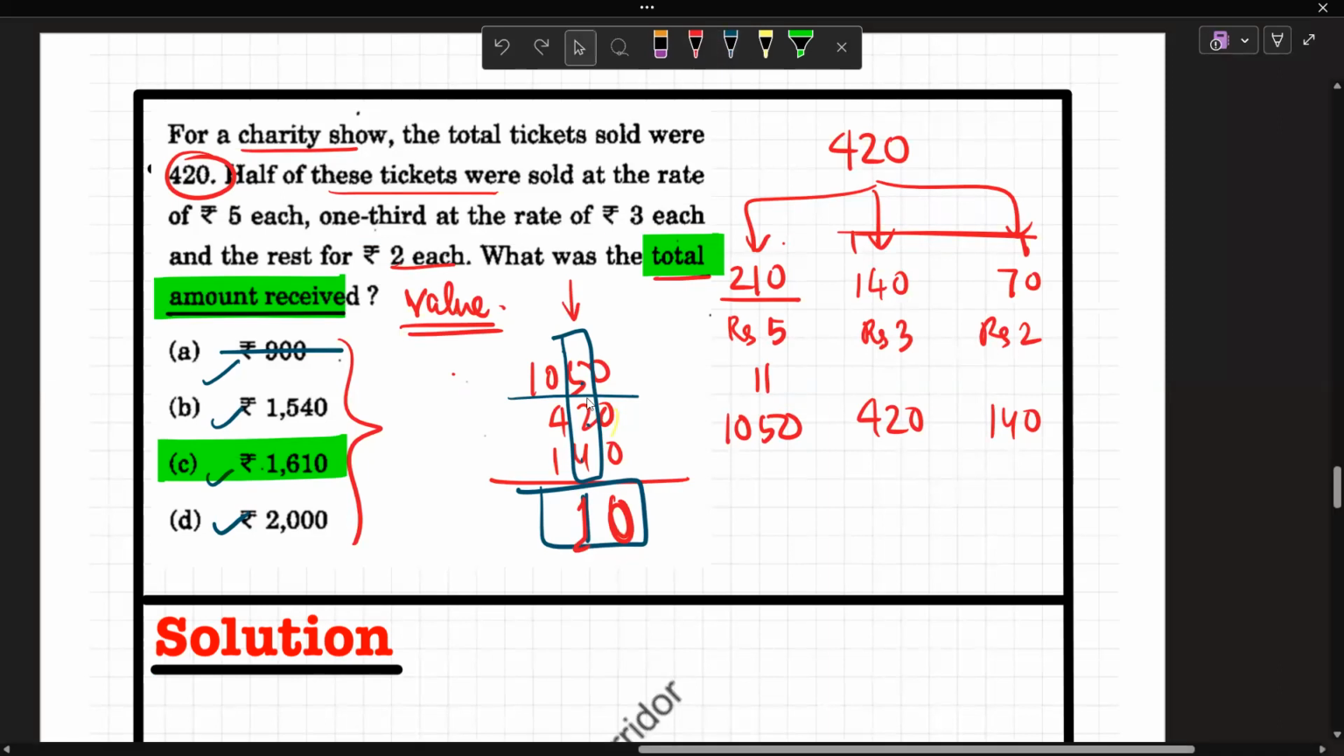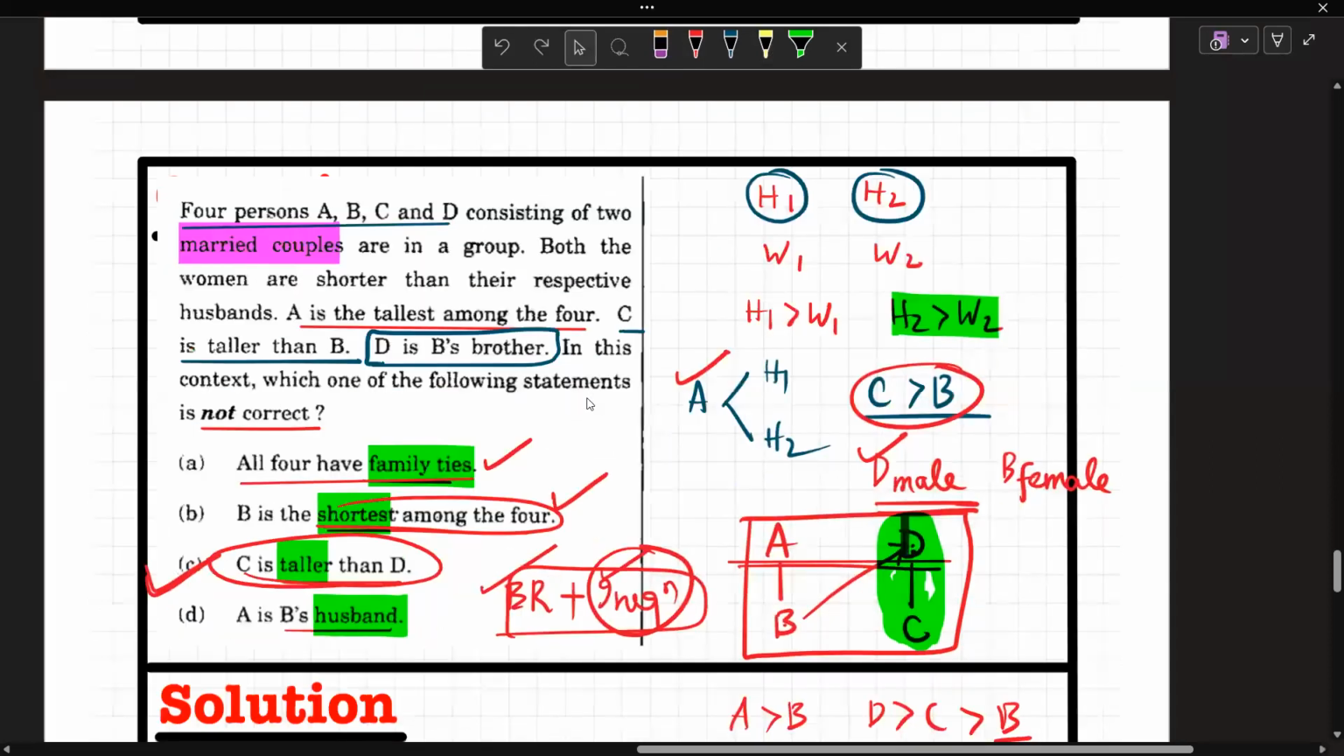Now coming to the next question. The next question was this couple arrangement where it was given that both the husbands are taller than the wives. Another relation was given as who is one of his brothers. Then we calculated it by doing some simple arrangement. Okay.